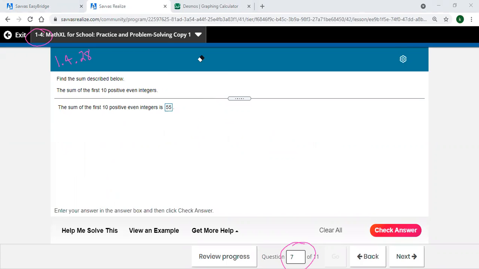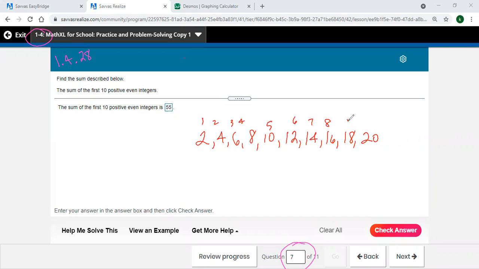So what's the first even number? It would be the first question. The first 10 positive even integers. So 2, 4, 6, 8. Is it going to be 12 to 20 then? Is that right? 1, 2, 3, 4, 5, 6, 7, 8, 9.